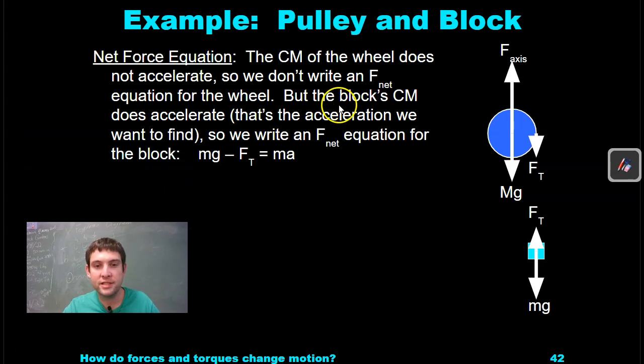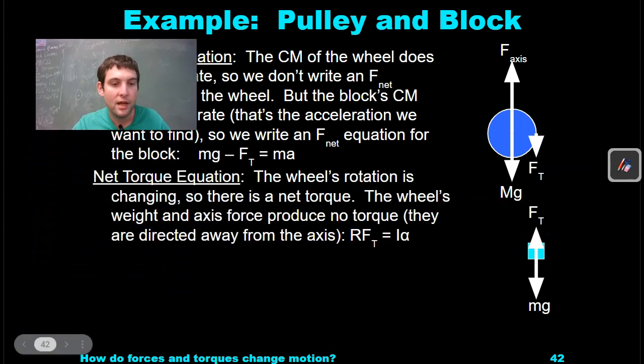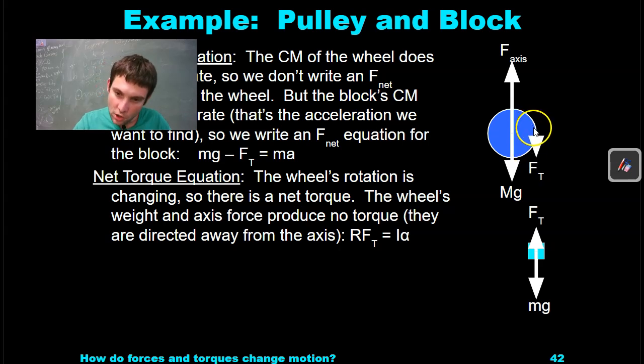The net force equation: the center of mass of the wheel does not accelerate, so if we write a net force equation for that, it would just equal 0. But the block's center of mass does accelerate, so when we write that equation, the stuff that makes it go, mg, minus the stuff that holds it back, the tension, equals mass times acceleration of the block. Our net torque equation: the wheel's rotation is changing, so there is a net torque. No torque on the block because it's not rotating, but the pulley is rotating, so the torque going down minus the torque going the opposite direction.